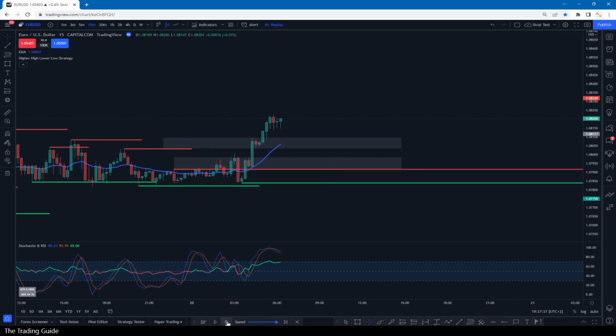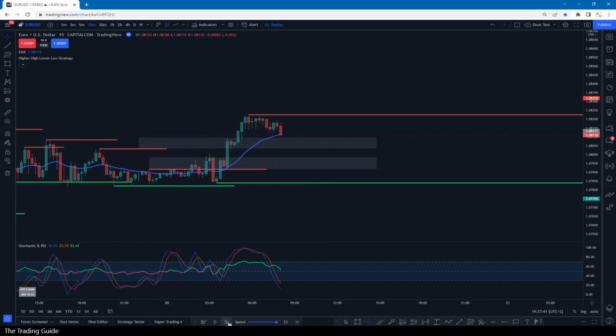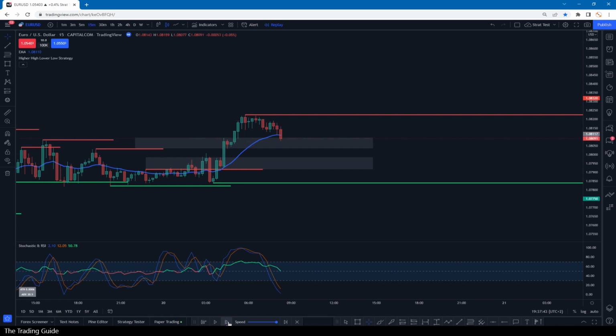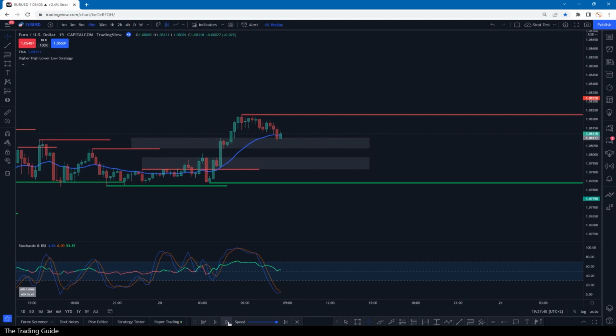So I step forward now in replay mode. And here we see price is going into the first zone, stochastics already oversold, now crossing, and then price is going up again over the 20 EMA, and the RSI kind of bouncing off the level of 50. And this is where I'm going to enter the trade.